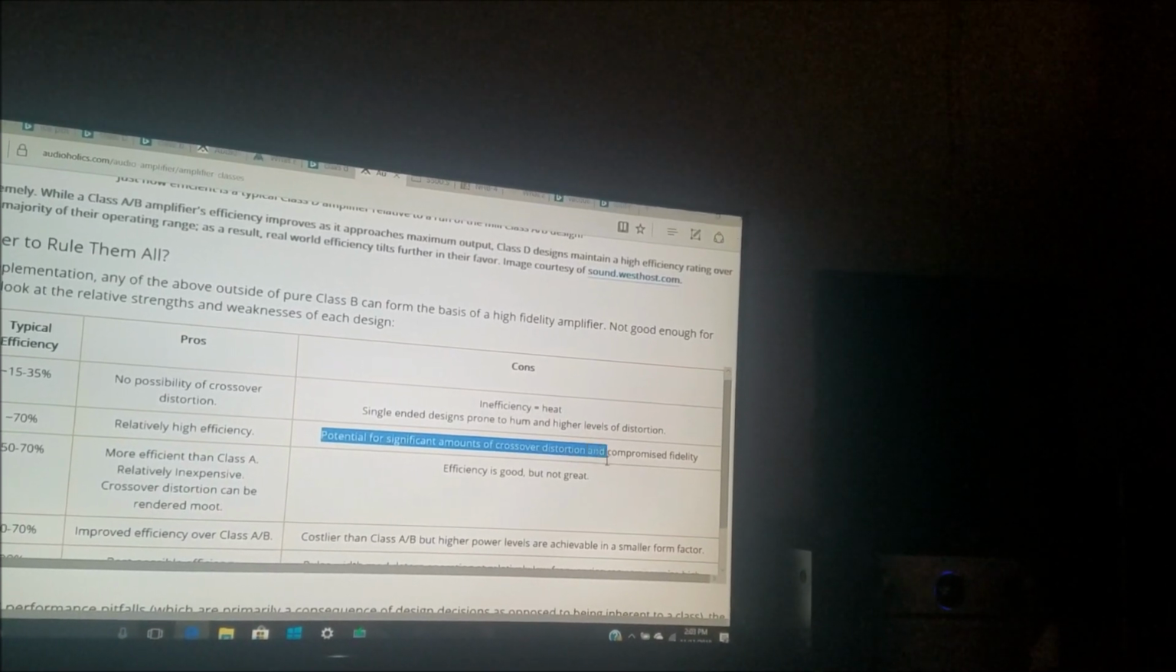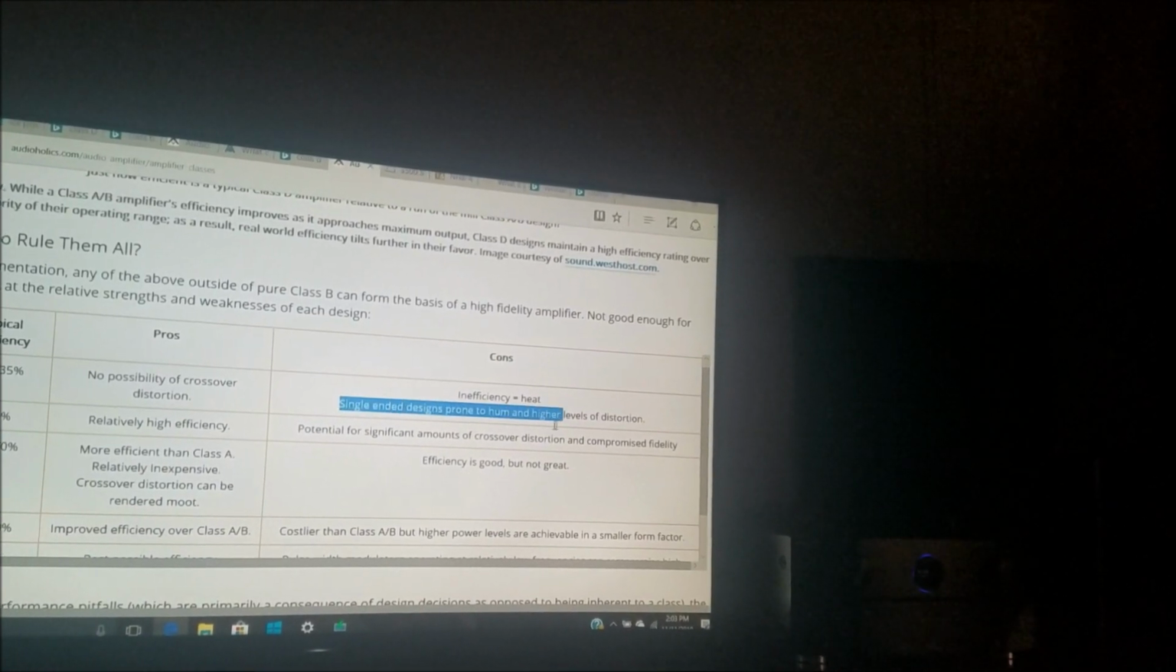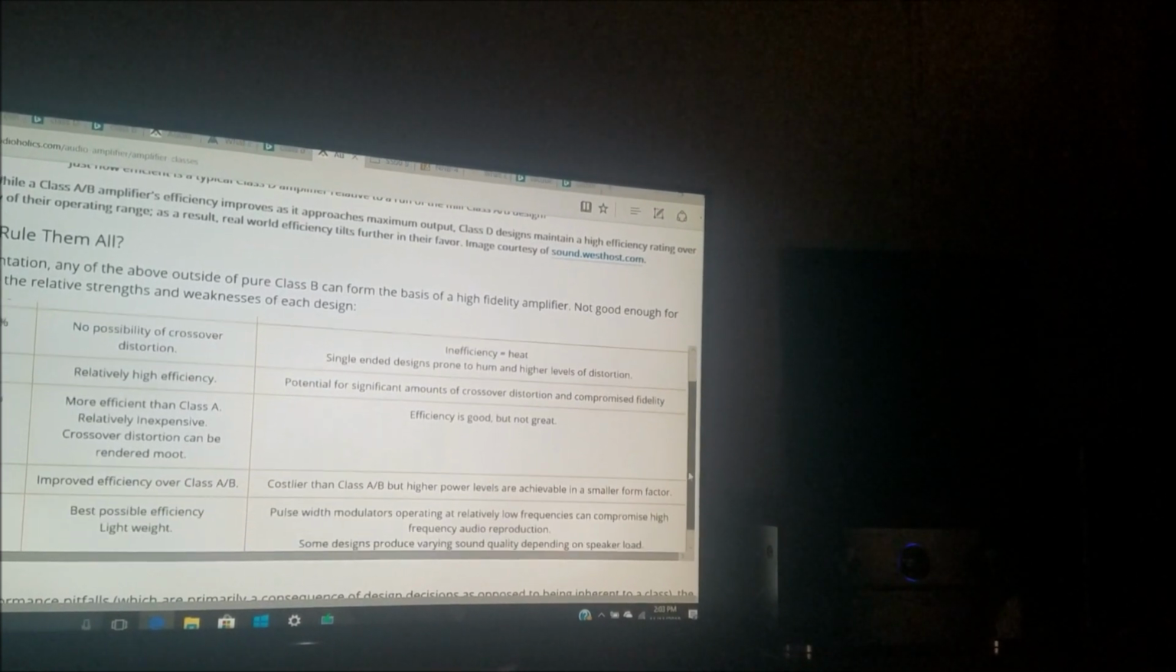Whereas Class AB is more efficient than A, relatively inexpensive, crossover distortion can be relatively nonexistent, where efficiency is good but not great with B. And AB, I mean. Potential for significant amounts of crossover distortion and compromised fidelity in B, whereas A, we still have single-ended designs prone to hum and higher levels of distortion. If we do look at D, we see the best possible efficiency and lightweight.